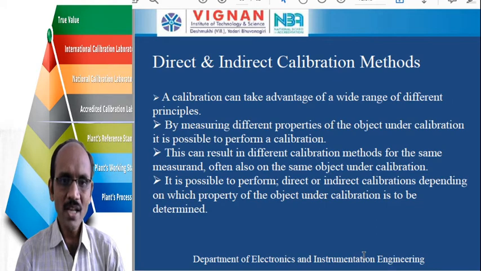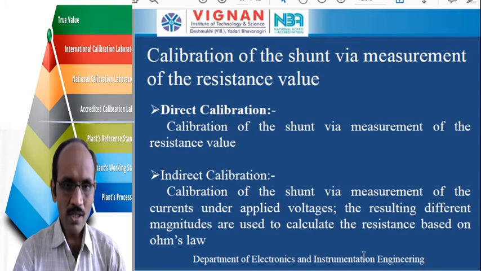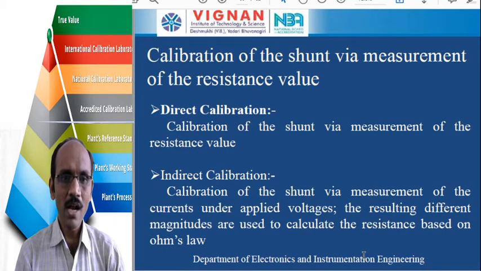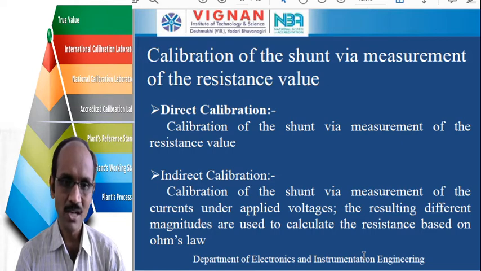Coming to what is direct calibration and what is indirect calibration. For understanding the difference between them, we are going to take one example: the calibration of the shunt via measurement of the resistance value. How are we going to calibrate the shunt? Through the measurement of the resistance value. In direct calibration, we calibrate the shunt by measuring the resistance value.